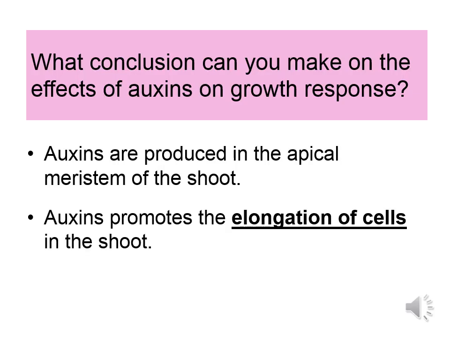So the conclusion from the experiment, okay, auxin is produced in the apical meristem of the shoot, and auxin promotes the elongation of cells in the shoot.